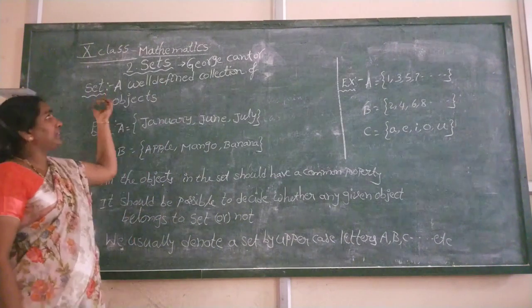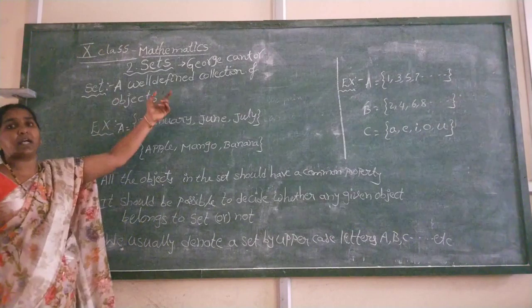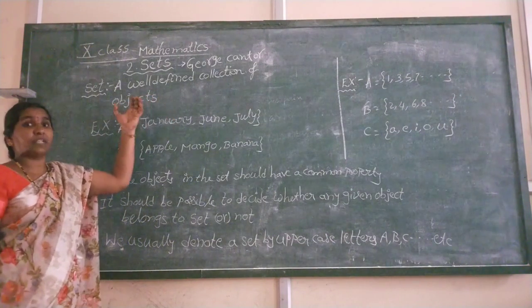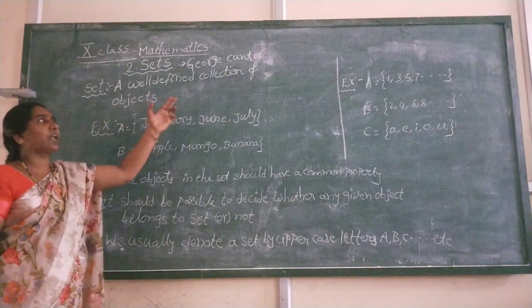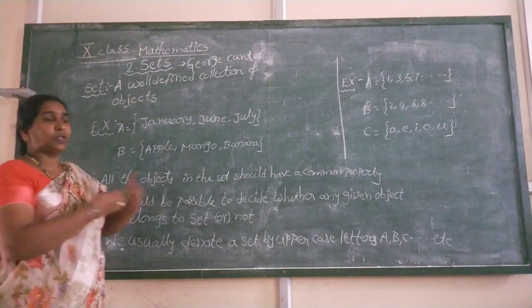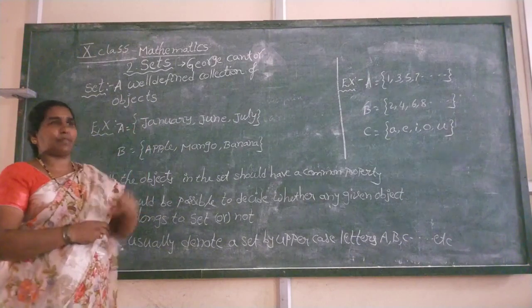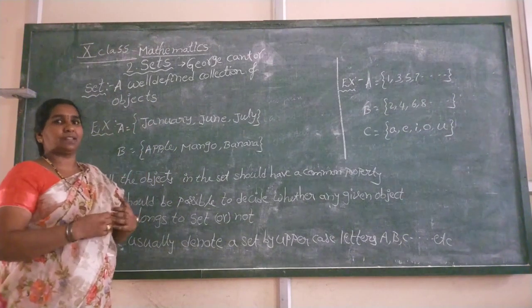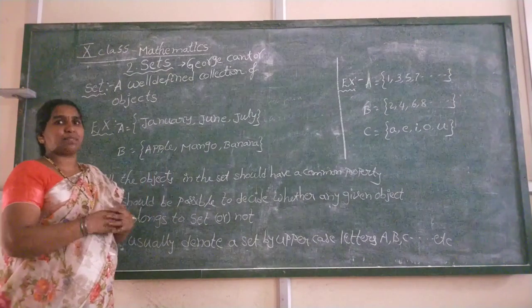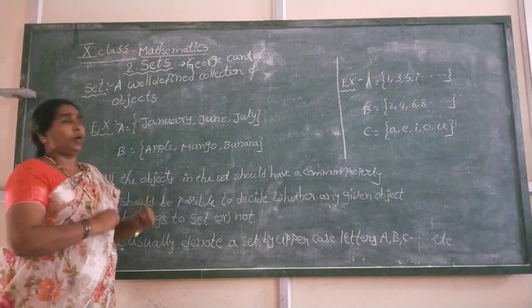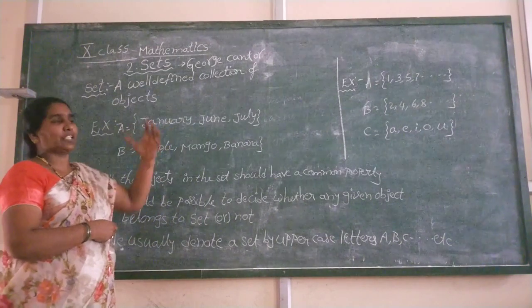What is the meaning of set? A well-defined collection of objects is called a set. First we are going to know about the collection. What is the meaning of collection? We collect some coins, we collect some stamps, we collect some numbers. All those are collections only.